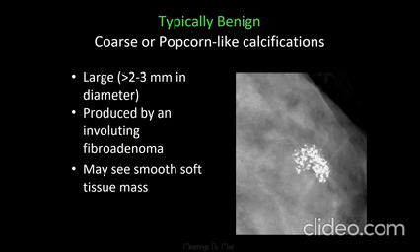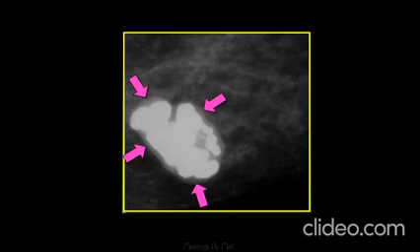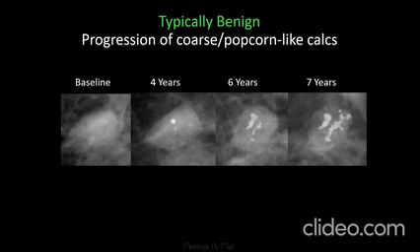It's helpful if you can see a smooth soft tissue mass or focal asymmetry around it, but we don't always see that. When we do see the classic here, you can see that nice soft tissue asymmetry around it, and these are so chunky that none of us would question this. This is easily popcorn calcifications from an involuting fibroadenoma.